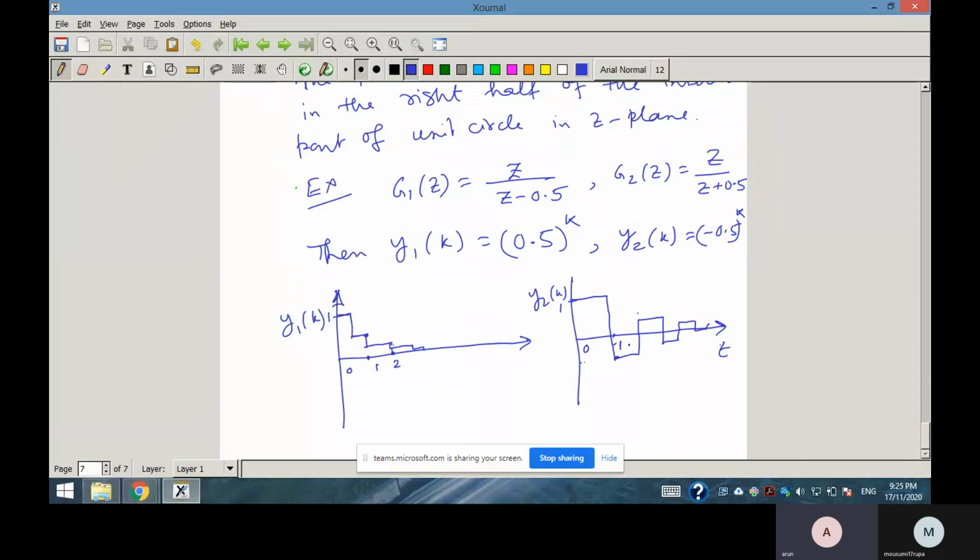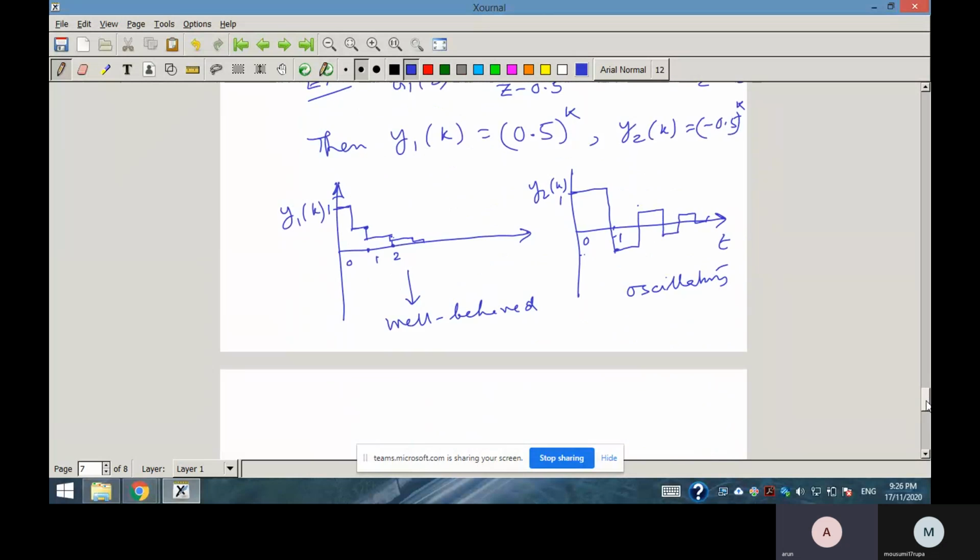Okay, so you can see this response is not ringing or oscillatory, but here you see that this response will oscillate. So it is not a good behavior. This response is a well behaved system. The other is not well behaved because it is oscillatory.